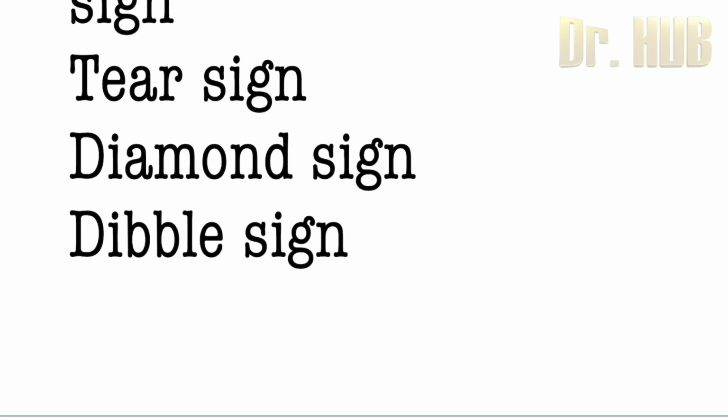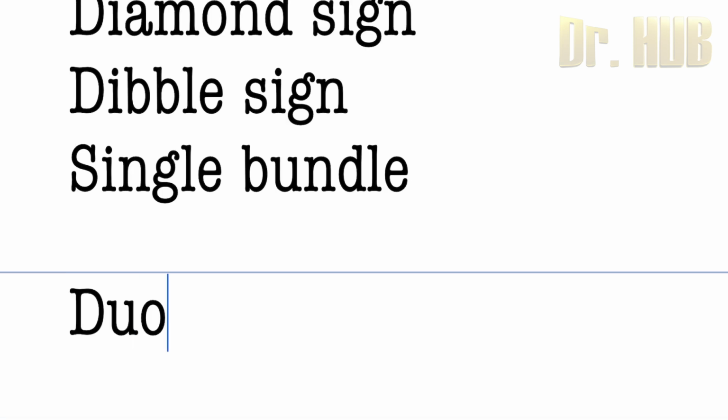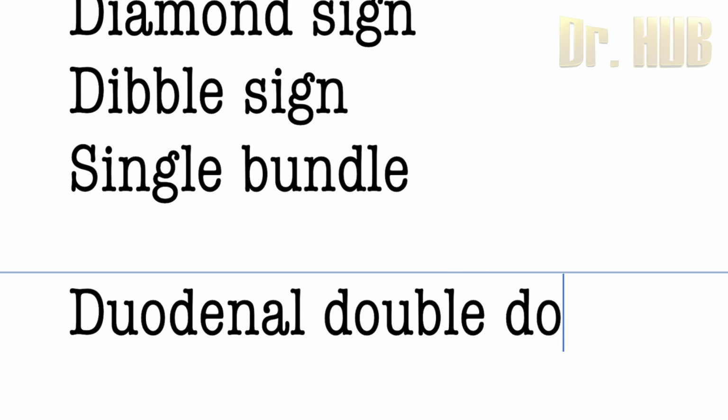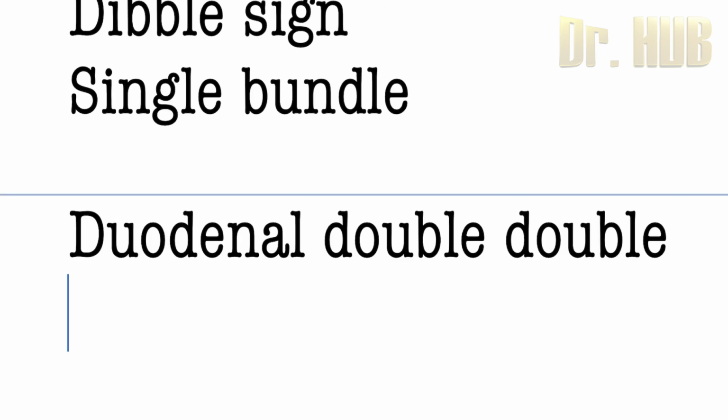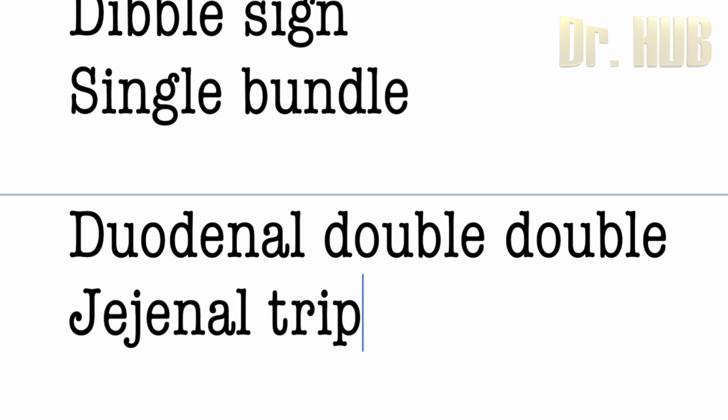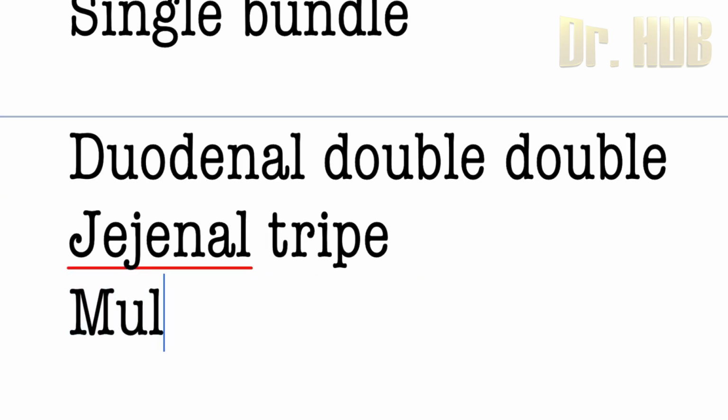Next is the bubble sign. The bubble sign in the stomach with the air is known as the single bubble. The duodenal atresia is double bubble. Then when you look at the jejunum, it is triple bubble. And ileal atresia will be multiple bubble.